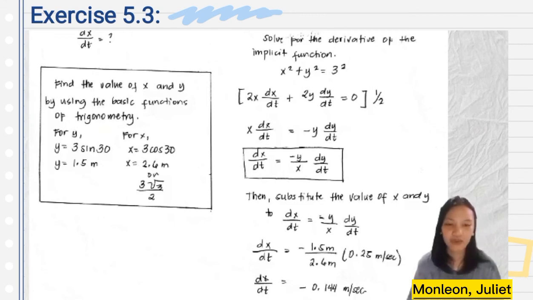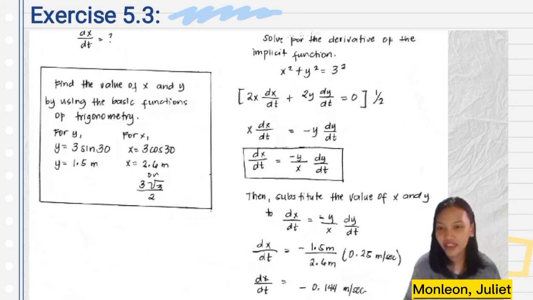Then next, we will come up now to the final equation that we are going to use. So the final equation in finding the derivative of x with respect to t is equal to negative y over x times the derivative of y with respect to t. So before we proceed to the next step, we will first find the value of x and y by using the basic functions of trigonometry.